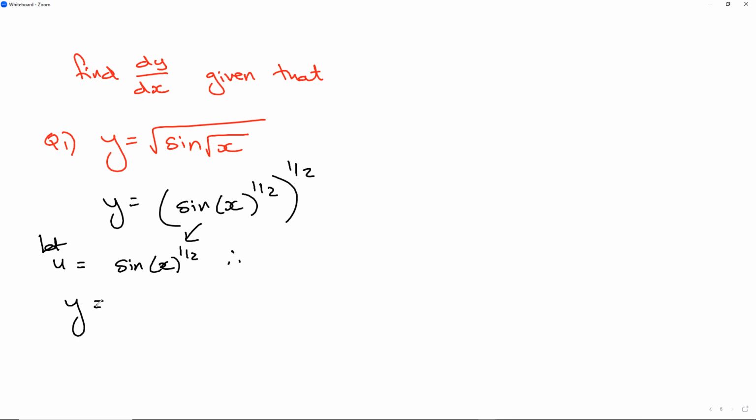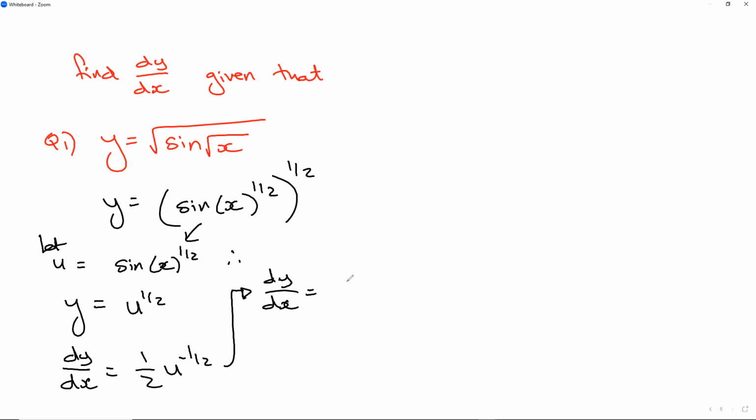So therefore, I know that y is going to equal u to the half, because that's the outside. And when I differentiate this using the power rule, dy/du, the half goes to the front, and then half minus 1 is negative half. So from this I'm going to end up with dy/du equals 1 over 2 times the square root of u, or u to the power of negative half, rewriting this as a positive power. So now I've got dy/du.